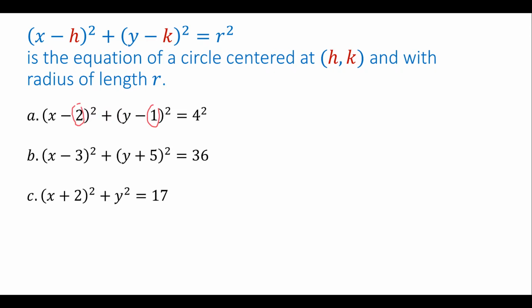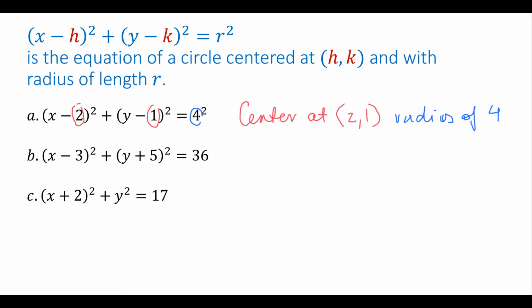And then what about r? Well, r is the number that is squared at the end, so that must be my 4. So then in this case, my circle is centered where? It is centered at 2, 1, and it has a radius of 4. Now what about the next example?